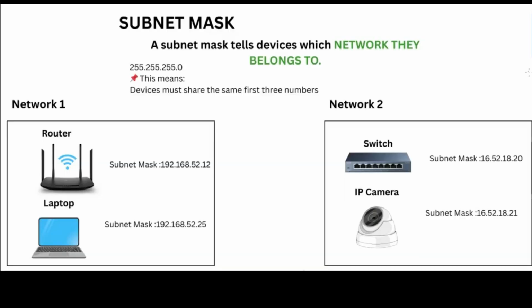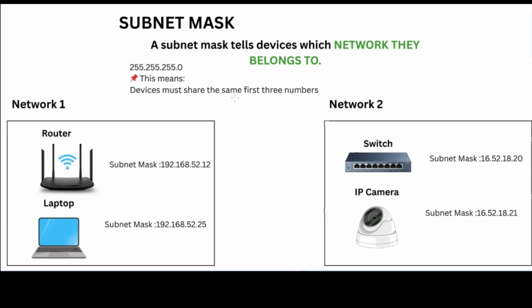Moving on to the next, that is subnet mask. A subnet mask tells devices which network they belong to. Just like in the example, we usually use 255.255.255.0. That means devices must share the same first three numbers, guys.